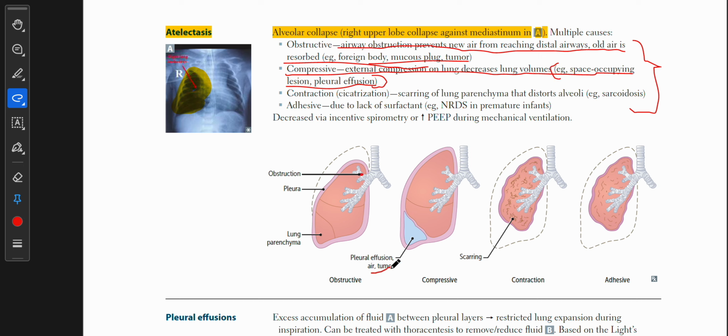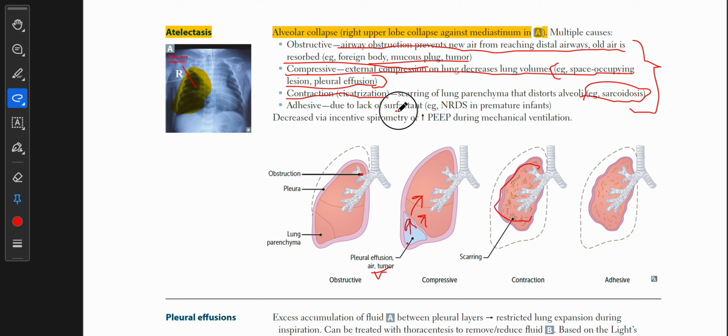In pleural effusion, there is fluid filled in the pleural space, the intrapleural space, right? So when this amount of fluid increases, it compresses the lung toward this side right here. So that is compressive collapse. And in contraction, let's see, there is extensive fibrosis and scarring of lung parenchyma that distorts alveoli. That is how contraction happens in here. The classic example of contraction atelectasis is sarcoidosis.